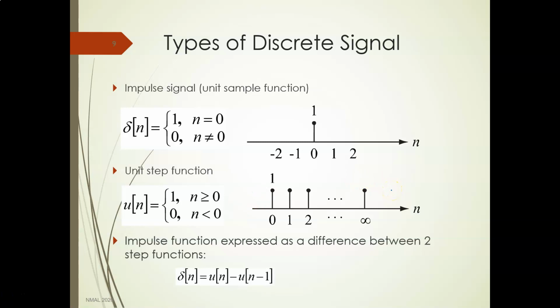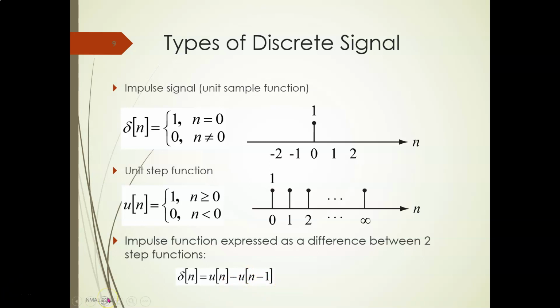This is similar to u(t), which is the unit step function at continuous time, except the discrete signal is sampled at Ts equal to 1, meaning that every 1 second, or every integer here, it has a sample value. And the impulse function can also be expressed as a difference between two step functions. It means that delta n can also be represented as u[n] minus u[n minus 1].